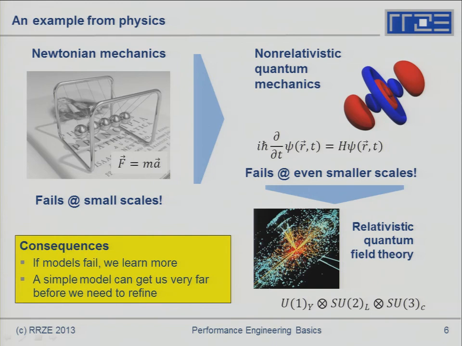So what's the consequence? If a model fails, we learn something. That's at the heart of physical modeling. If a model fails, we get something new, something interesting, insight. And a simple model can get us very far before we need to refine. And that's our thinking. And surprisingly, modeling approaches work very well also in computer science.